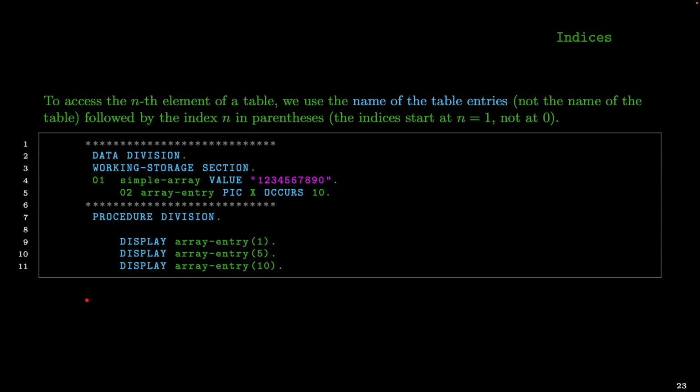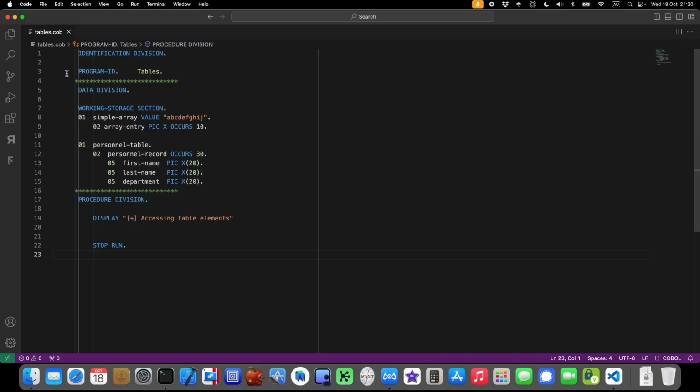Let's see how this works. So here we have a little file with our simple array that has been initialized. Now I initialized it actually with letters rather than numbers. That makes it maybe a bit clearer. And here's our personnel table with first name, last name, department, which occurs 30 times. And I want to see how we can access certain table elements.